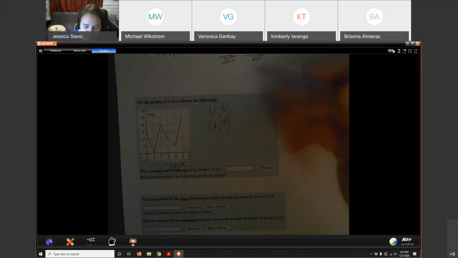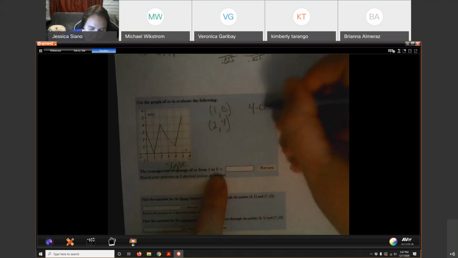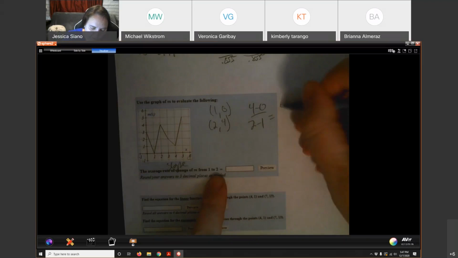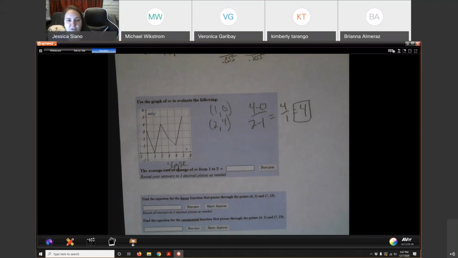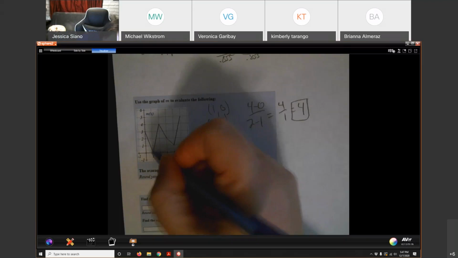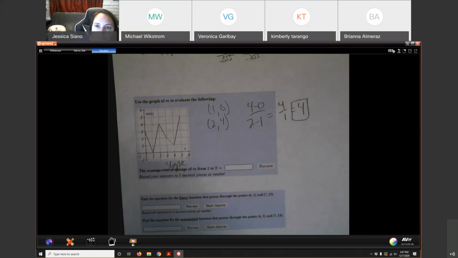Okay, so just make sure that you can get Ys if you're given X's in any form. And then we're just going to do slope. So 4 minus 0 over 2 minus 1 is going to be 4 over 1, which is just 4. So the average rate of change from 1 to 2 is 4. And I mean, you could have figured that out by just saying, hey, it went up 4 over 1.